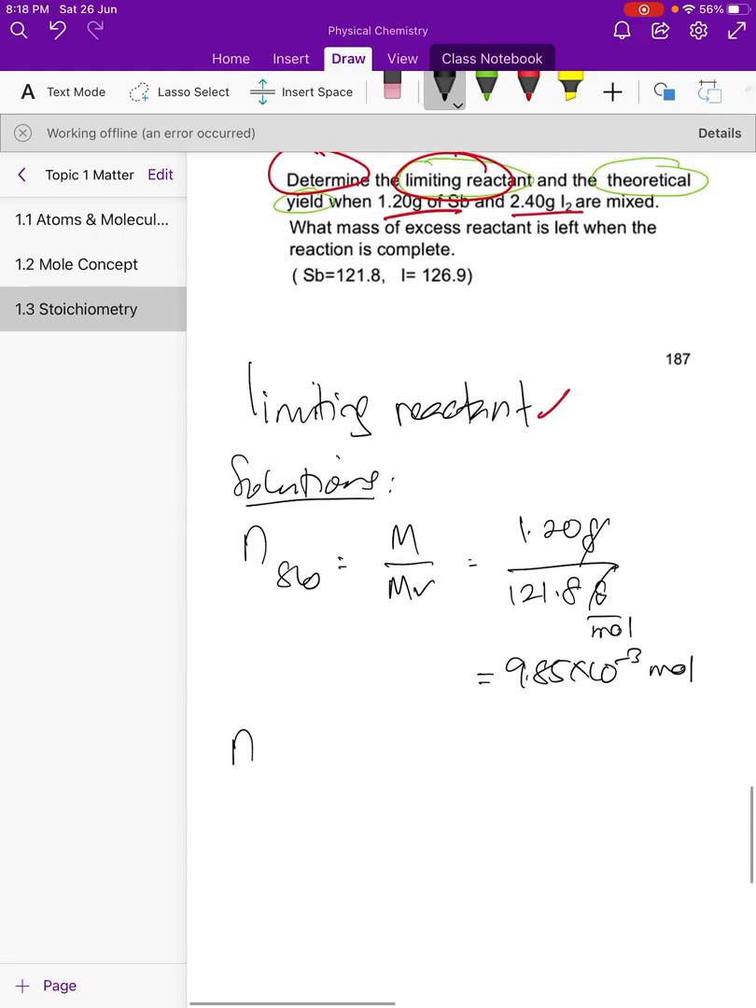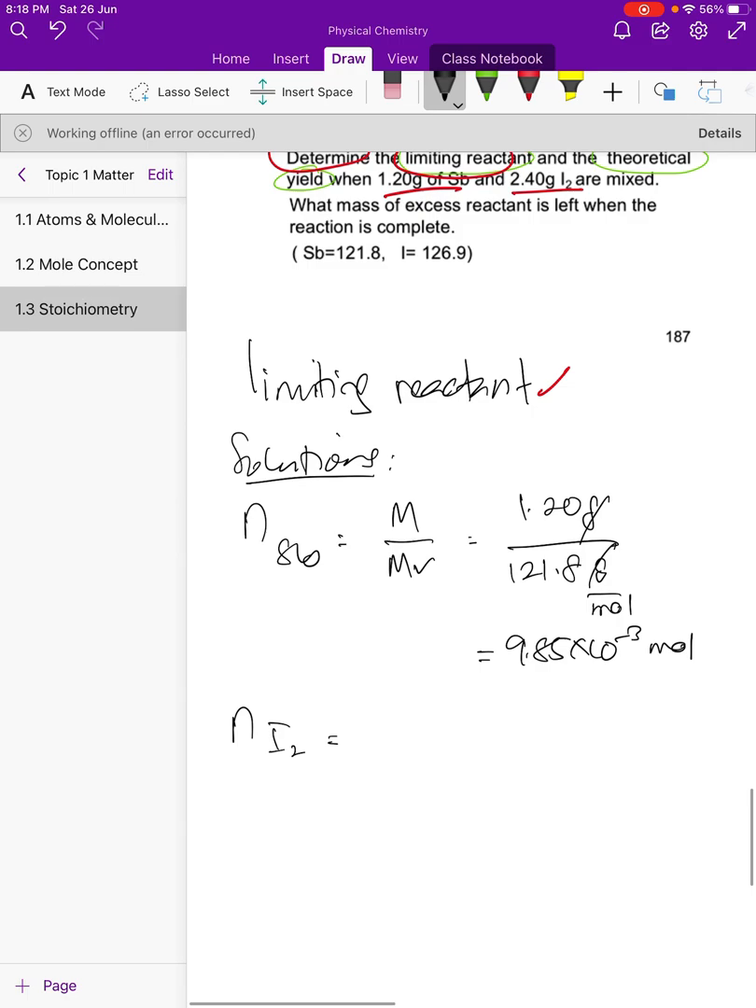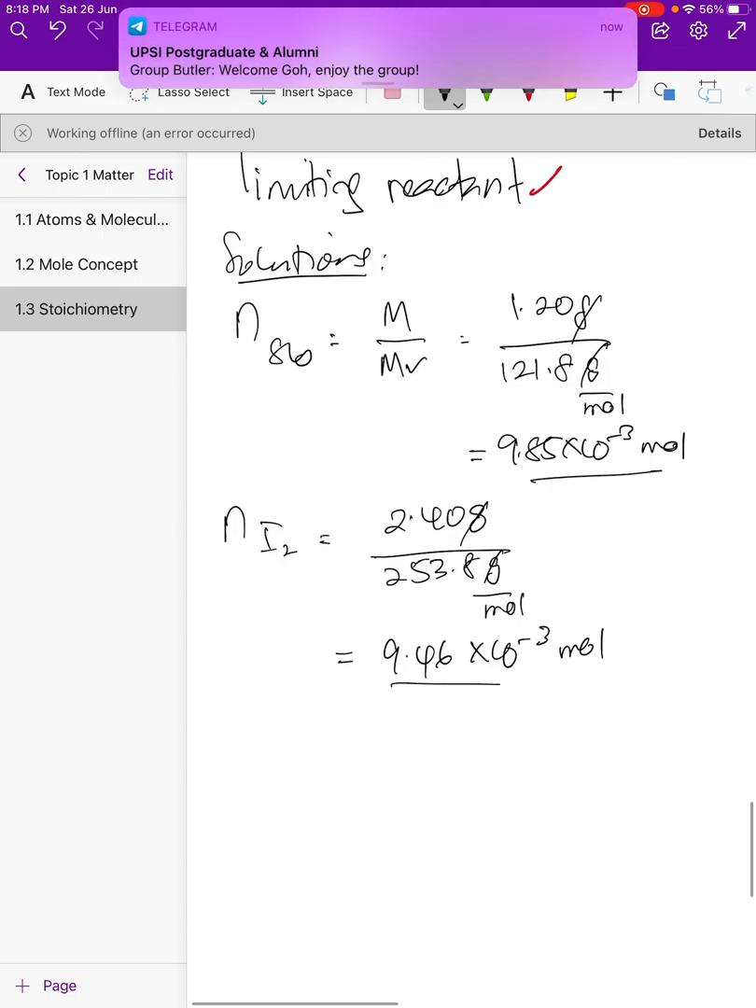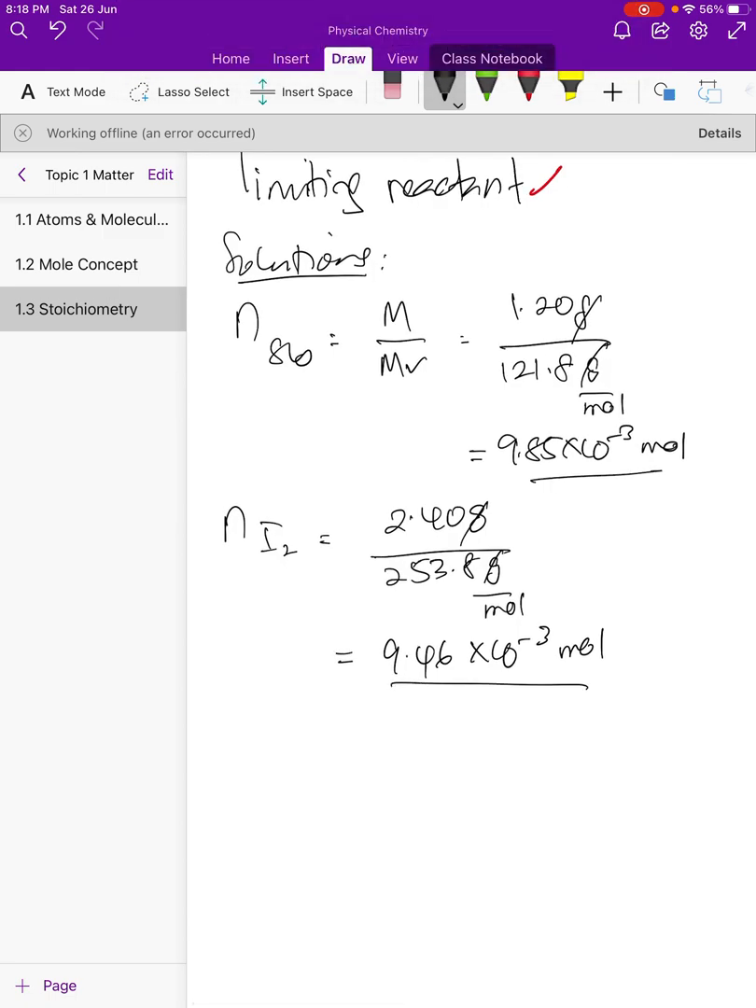Next, we look at the mole of I2. The mass is 2.40 gram. The molar mass is 126.9 times 2, that is 253.8 gram per mole. So cancel off the gram. 2.40 divided by 253.8, then I get 9.46 times 10 to power minus 3 mole. So I have calculated both the moles of the reactant, the mole of Sb and the mole of I2.